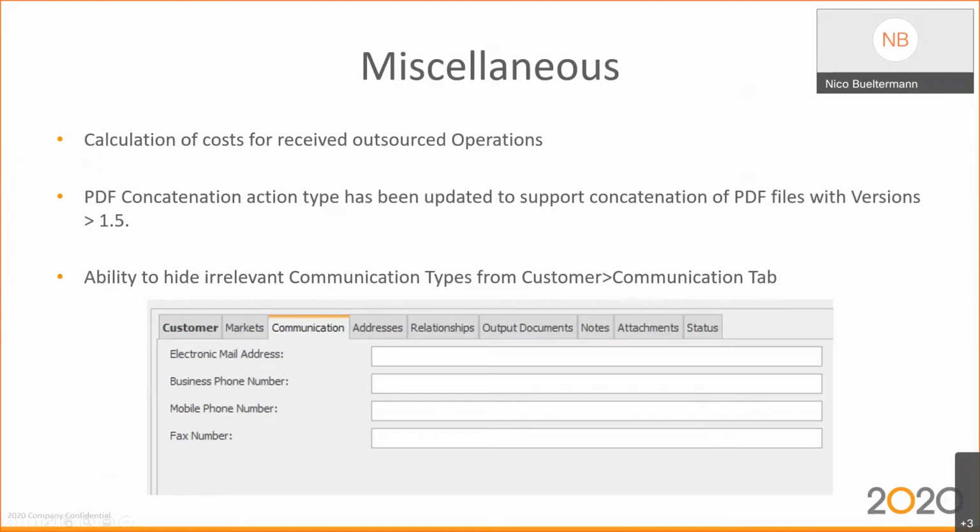And last but not least, we now support market exclusions for relationships between a customer and its contacts. Means you can now assign a contact person for every customer in every market.